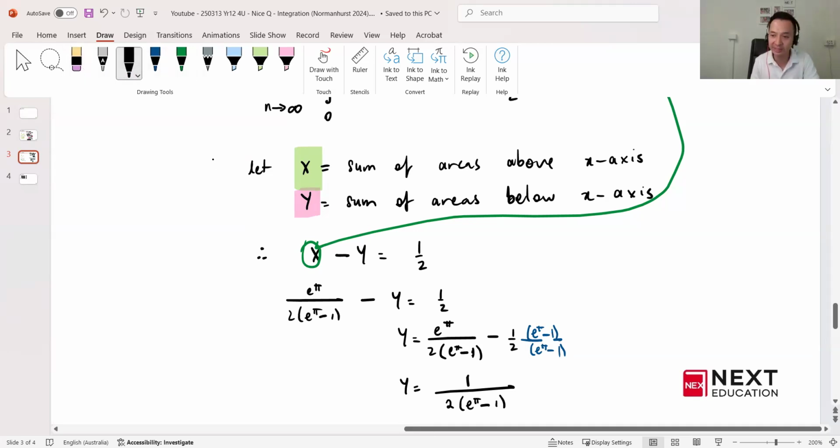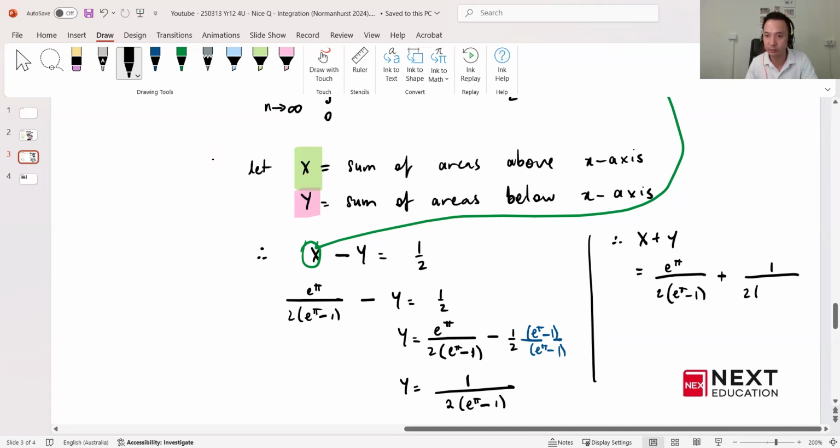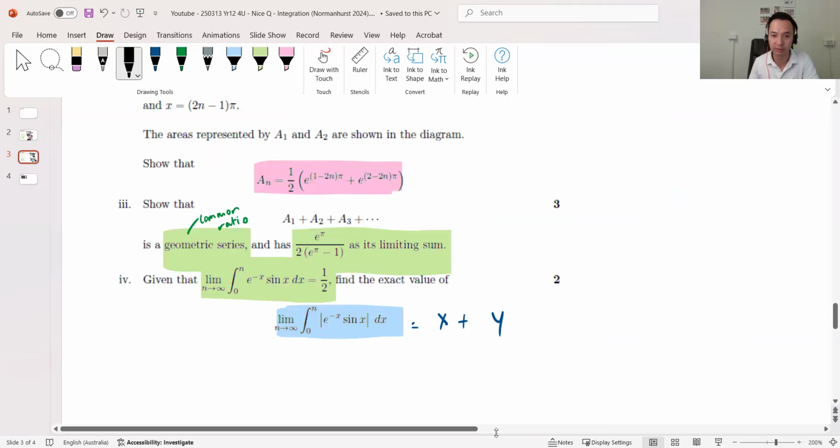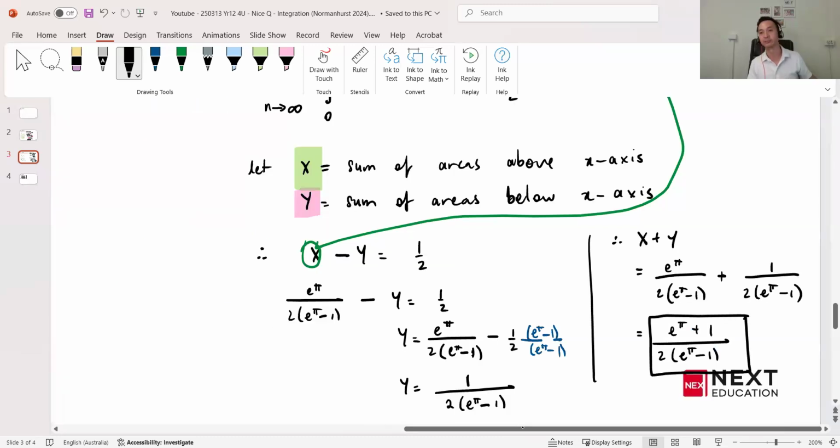Now that I got x and now that I have y, therefore x plus y is equal to e pi on 2 e pi minus 1 plus 1 on 2 e pi minus 1, which gets us to e pi plus 1 on 2 e pi minus 1. Is that my answer? Oh, they didn't give me that, but that is my answer.